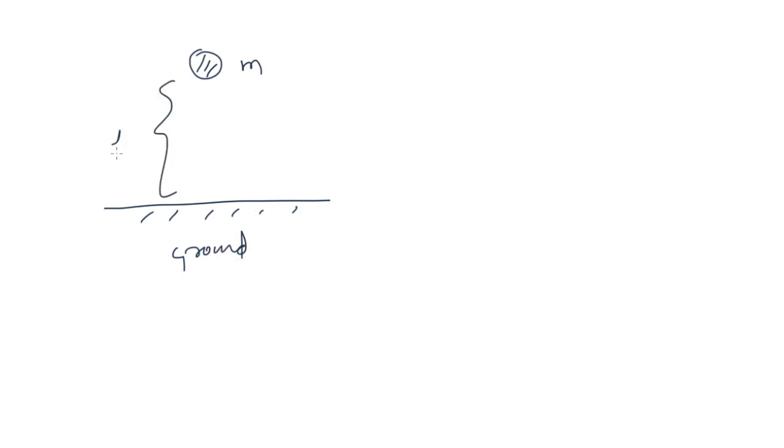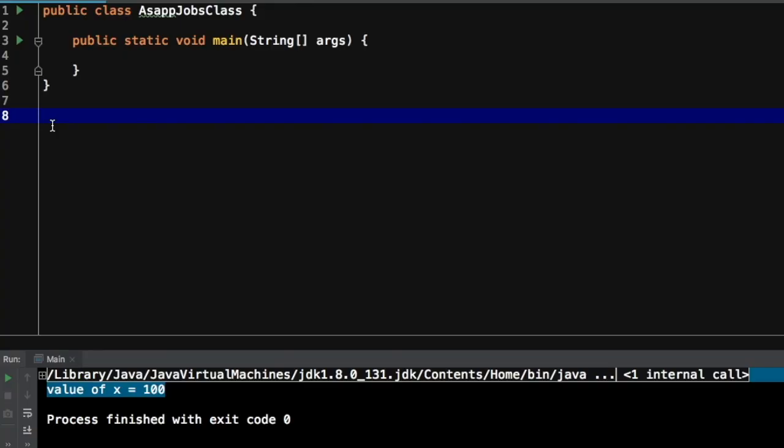In this scenario, we have, let's say, one ball of mass m, which is kept above the ground, of height h. And our objective is that we need to calculate the potential energy of this scenario. And as you know, the potential energy in this case is mgh, right, where m is the mass, h is the height, and g is of course gravity.